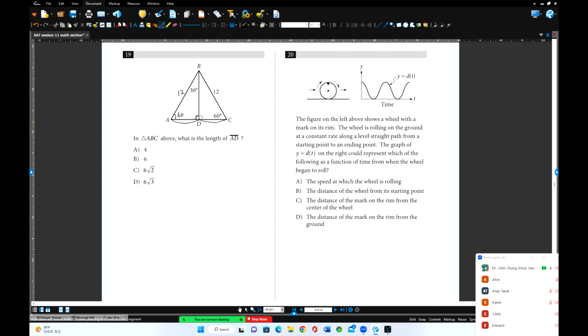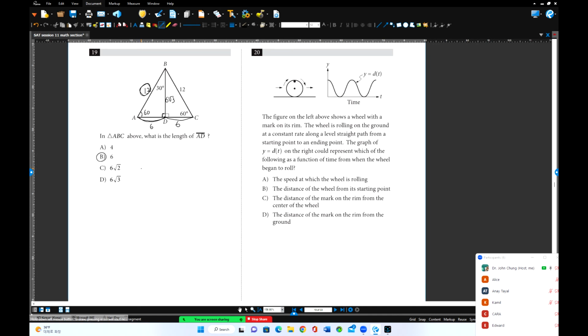The length of AD is how much? This is 12. This side is how much? Half of this one. Okay, special right triangle. This is half of this one. This is square root 3. Okay, you know this one. Okay, so AD is what? 6. Okay.